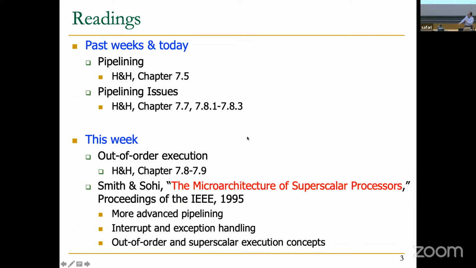For the readings, these are the readings that you had for past weeks and also today. For this week also, we're gonna use these readings. So if you are interested to learn more, you can check these readings.